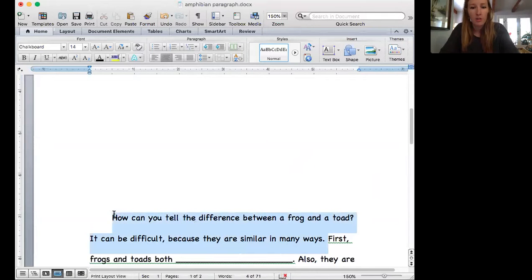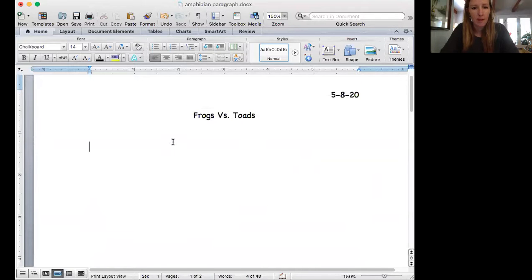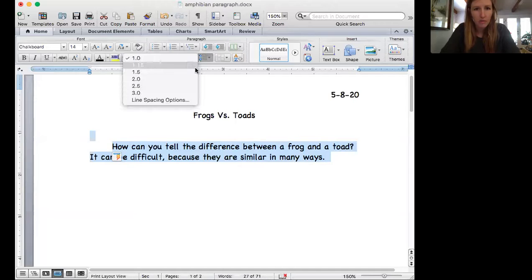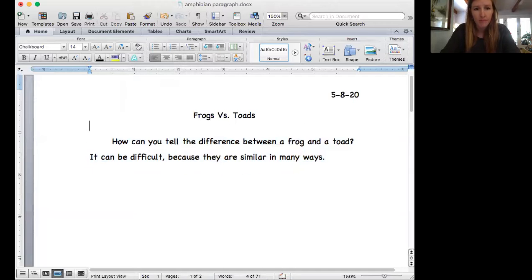I actually broke it up into 2 sentences. Let me bring them up here. I'll indent, and I'm also going to space it out so it's easier to read. So I started the paragraph as, how can you tell the difference between a frog and a toad? It can be difficult because they are similar in many ways. A lot of people have a hard time telling the difference between a frog and a toad. Many of them look very similar. Some it's obvious. So we're going to start that as our introduction.